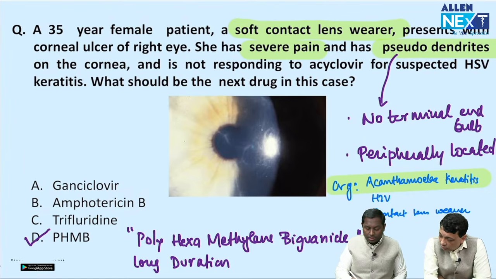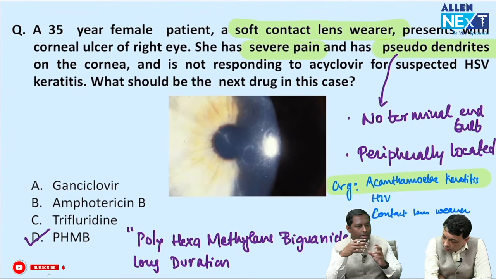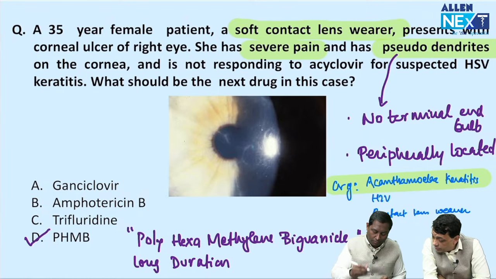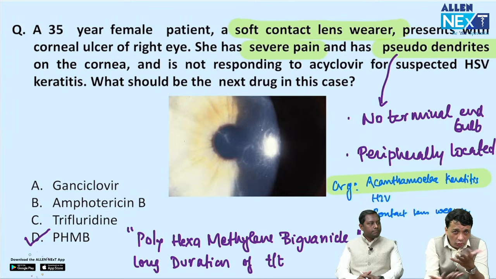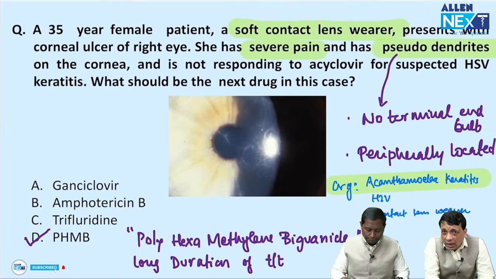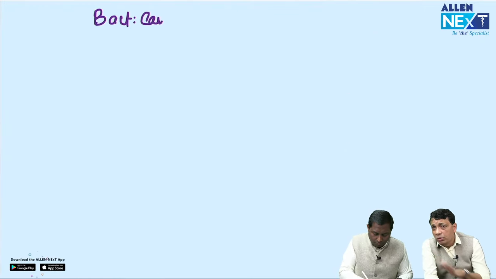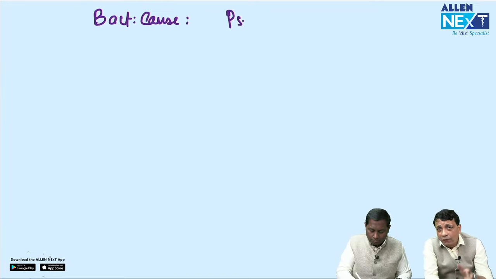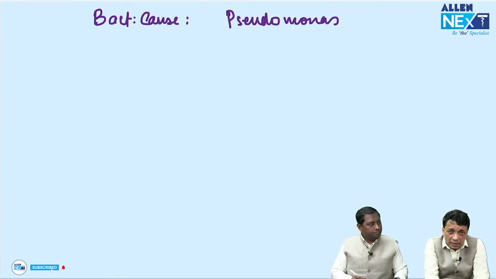And one more question that a couple of students always used to message: in a contact lens wearer, do you think that other organisms like bacteria can also cause some problem? Absolutely, Dr. Siraj. Whenever you have a contact lens, remember the most common organism is Pseudomonas. Number one is Pseudomonas, always. In contact lens wearers, Pseudomonas can attack any time. But for acanthamoeba, you need one more thing. So acanthamoeba is number two, second most common.